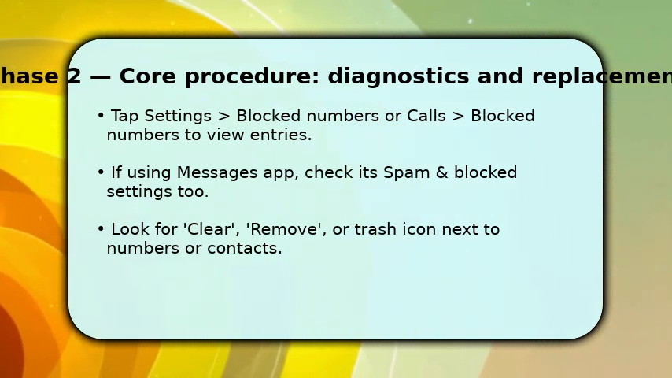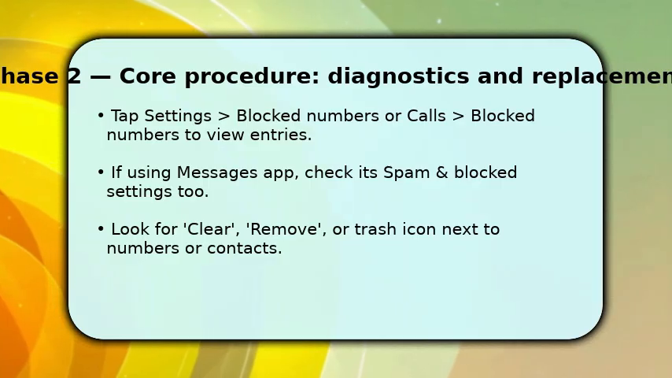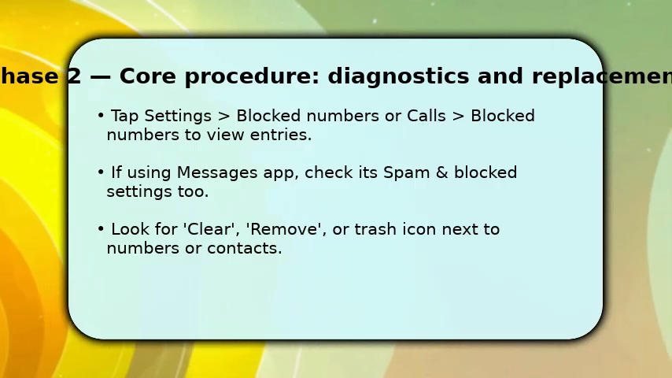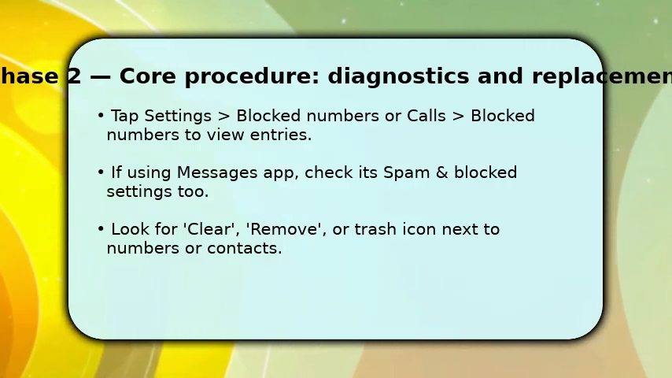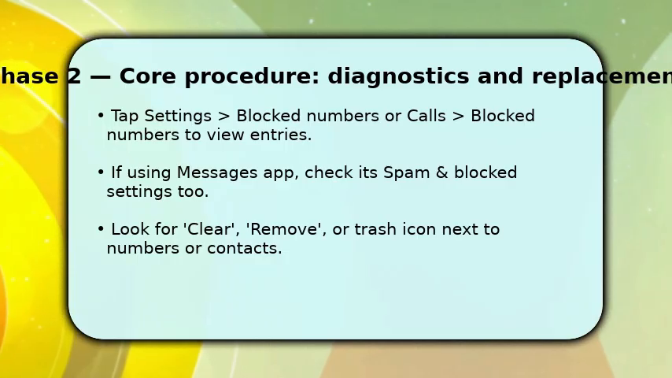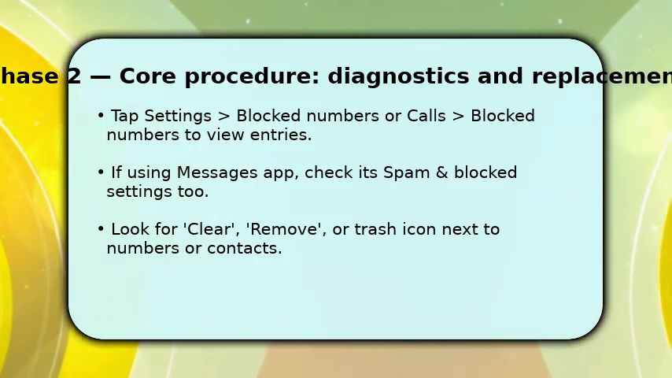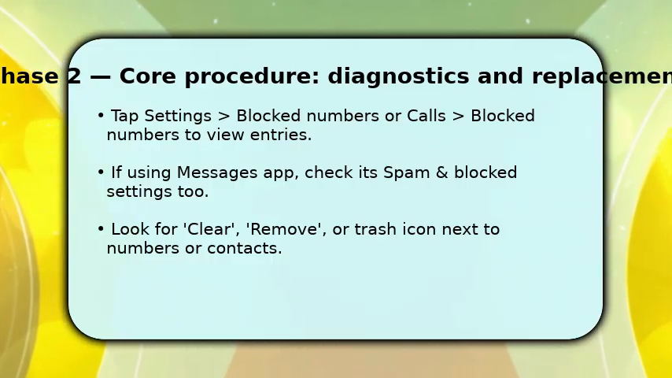Tap an entry to view options: remove, unblock, or edit. If the number is a contact, open the contact and choose Unblock or Edit, then Remove Block. If you used a carrier or third-party spam filter, open that app and check its block list. Make sure to remove the number there as well, otherwise it will stay blocked.